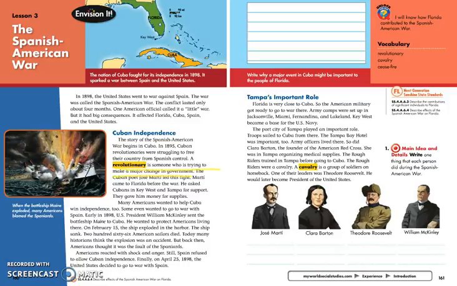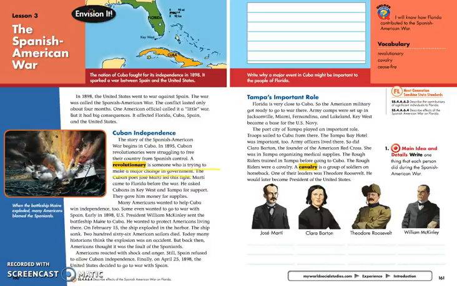The port city of Tampa played an important role too. See, troops sailed to Cuba from there. The Tampa Bay Hotel was also important. Army officers lived there. So did Clara Barton, who was the founder of the American Red Cross. She was in Tampa organizing medical supplies.